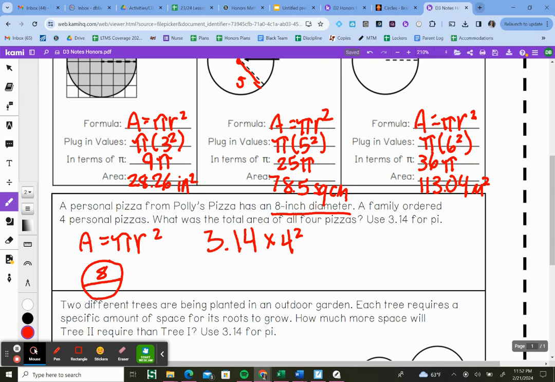Let me grab my calculator again. Actually, I need to plug in my computer. Give me 1 sec.